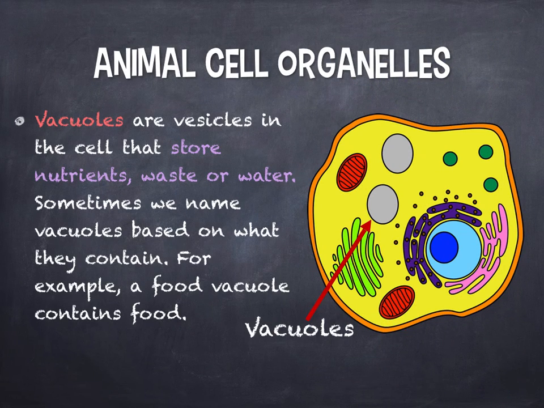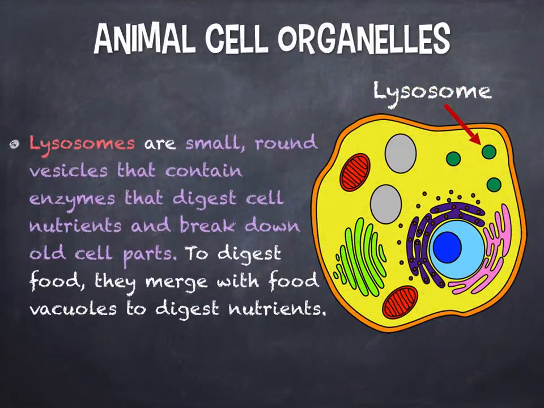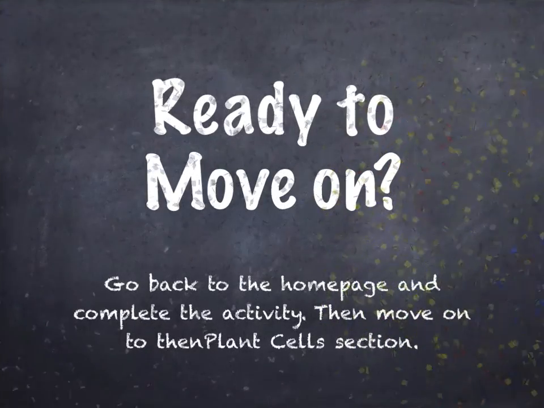Vacuoles are vessels in the cell that store nutrients, waste, or water. Sometimes we name them based on what they contain. For example, a food vacuole would contain food. Lysosomes are small, round vessels that contain enzymes that digest cell nutrients and break down old cell parts. To digest food, they merge with food vacuoles to digest the nutrients.